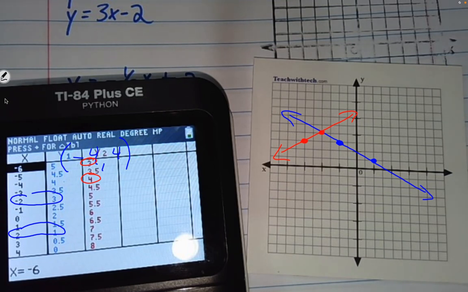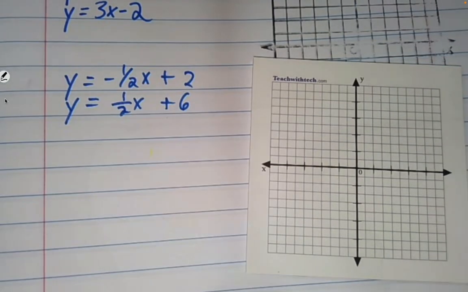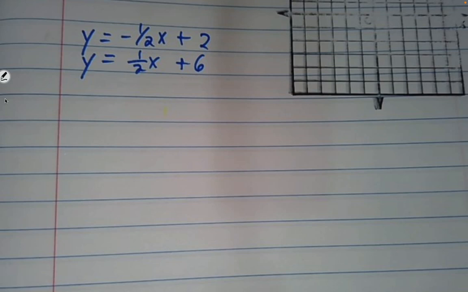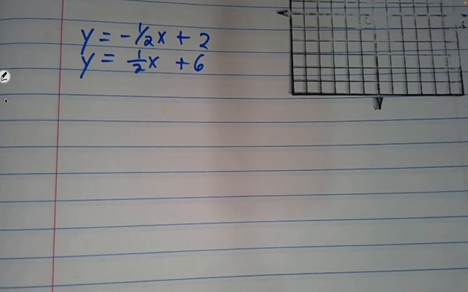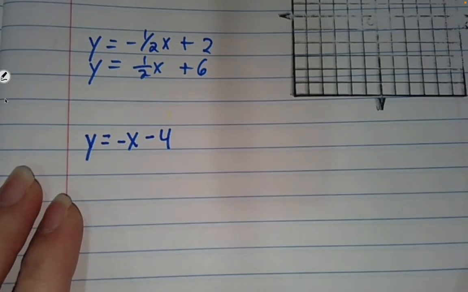Now are we ready to change it up a little bit, where we actually have to solve for y? We're doing the same thing. Sometimes they just don't give us the easy equation. So, let's say that we have y equals -x minus 4. That one's great. It's already solved for y.